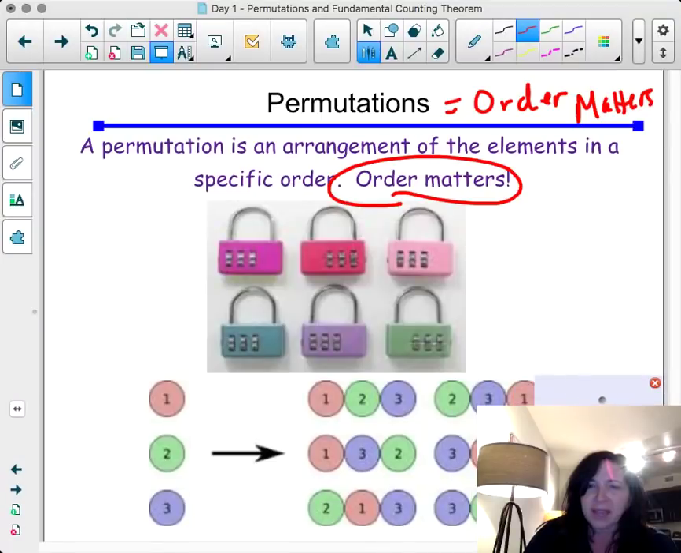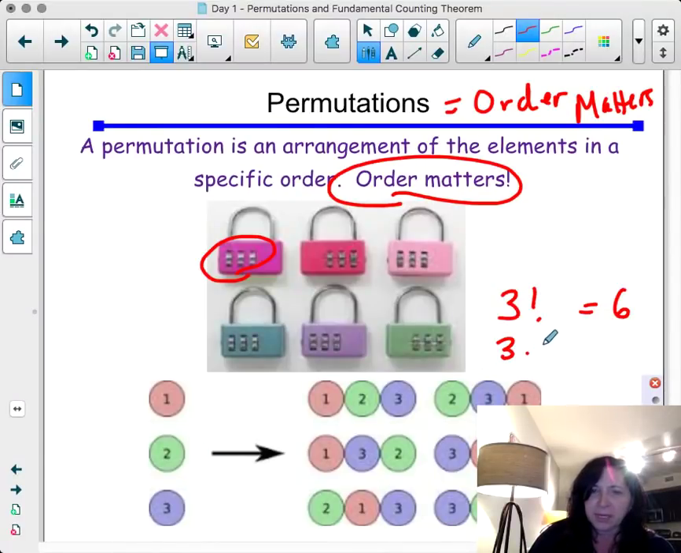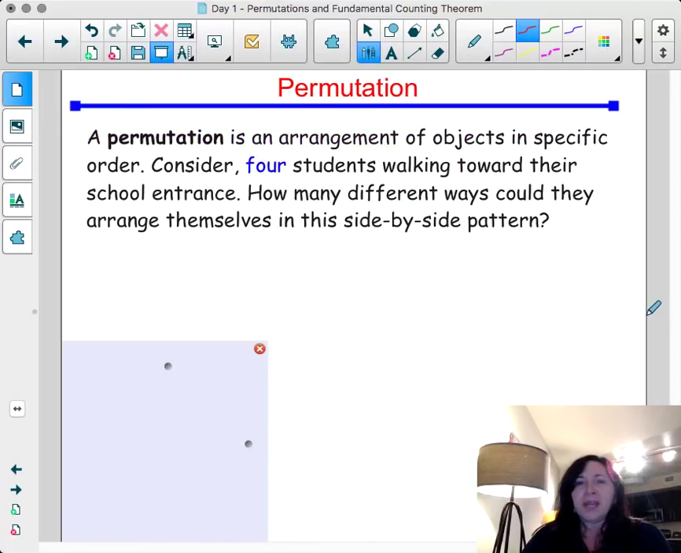So in this case, if you only have 3 little slots here, you have all these different choices. If you just have 3 numbers, so you've got 1, 2, 3; 2, 3, 1; 1, 3, 2; 3, 2, 1; 2, 1, 3; 3, 1, 2. So again, that's 6 different choices. Well, the 6 comes from, you've got 3 choices to start with. So that's your 3 factorial, which is 3 times 2 times 1, which is 6.